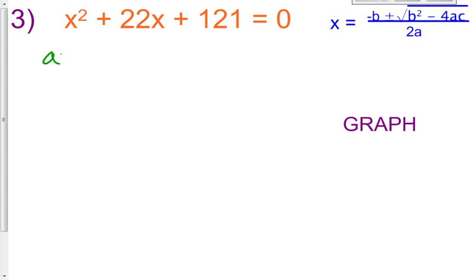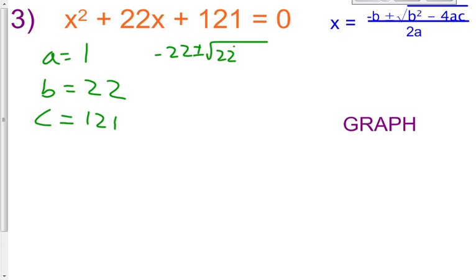Our a value is 1. Our b value is 22. Our c value is 121. So negative b plus or minus the square root of b squared minus 4 times a times c, all over 2 times a. All right, we got some simplifying to do here.